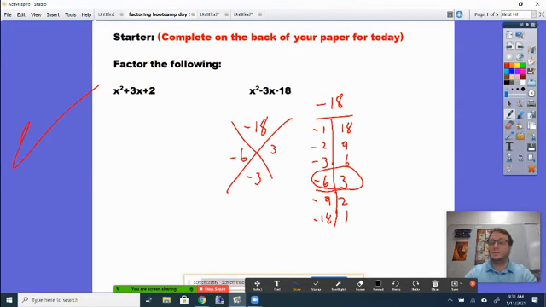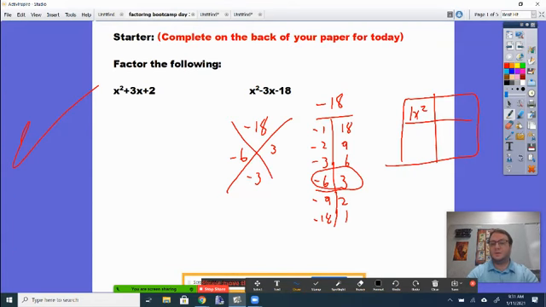Or sorry, positive 3. Coming over to my box, we're going to put 1x squared, right x, left x, and then c. I'm sorry for the shaky camera. I left my camera at home today. So we're going to circle this.